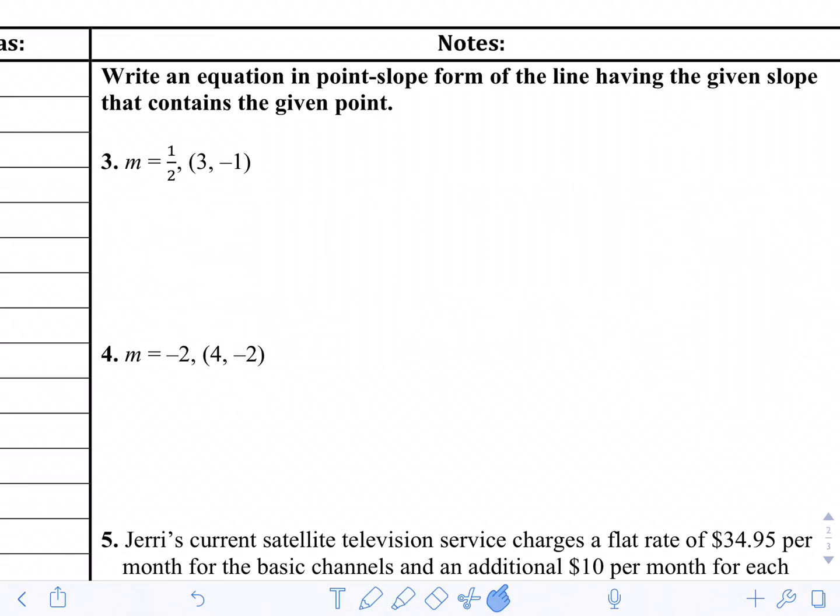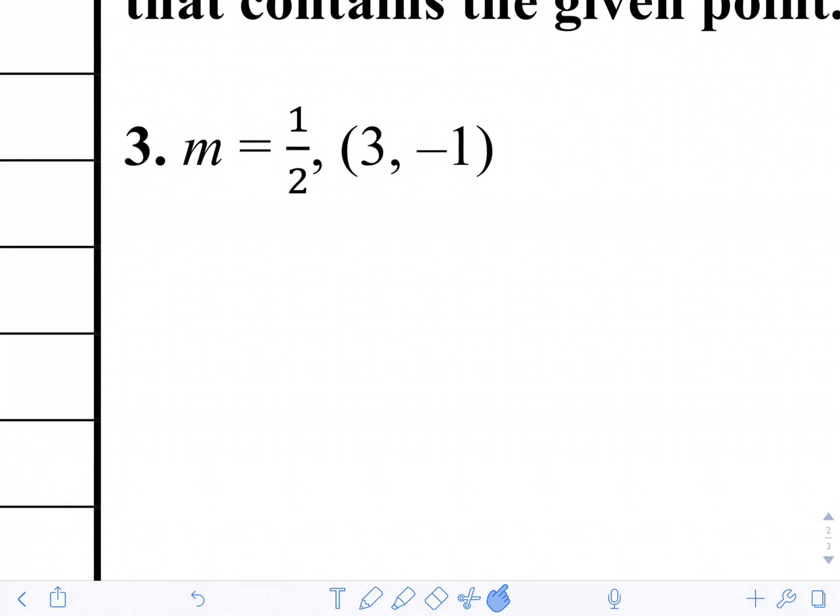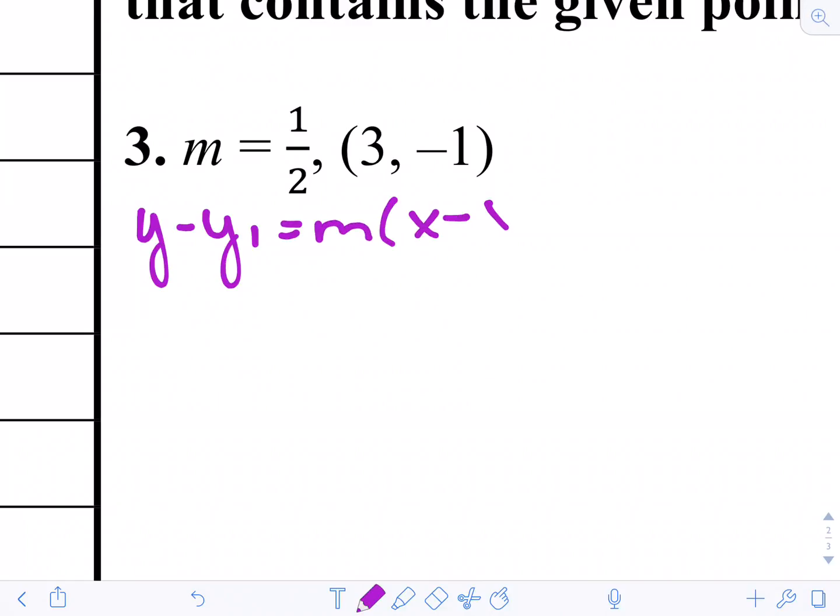Alright, let's try this again. So on the back side, all this is point slope form. You are given a slope and you're given a point. So we're going to put it into our formula here. Your formula is y minus y1 is equal to m times x minus x1.